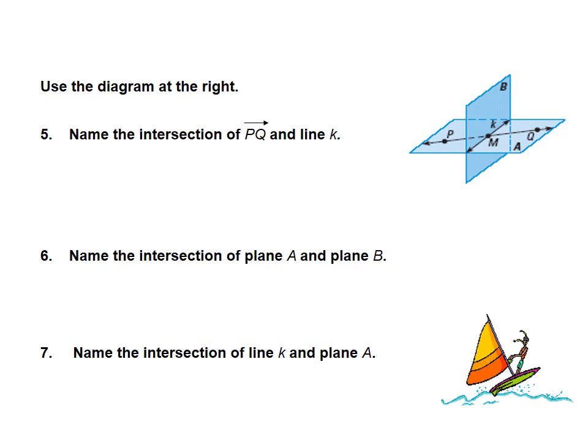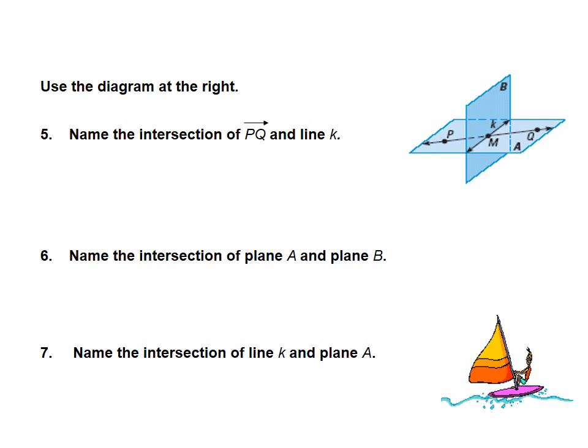Now look at the diagram at the right. Notice you have two planes. Plane B, because B is in the corner with no point. Plane A, because A is also in the corner with no point. They are intersecting each other.